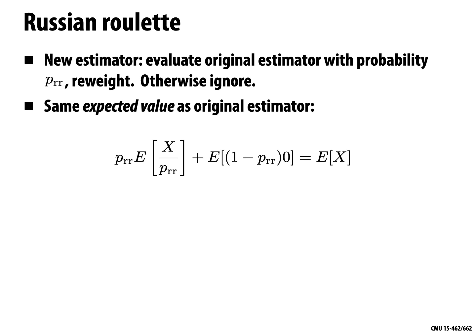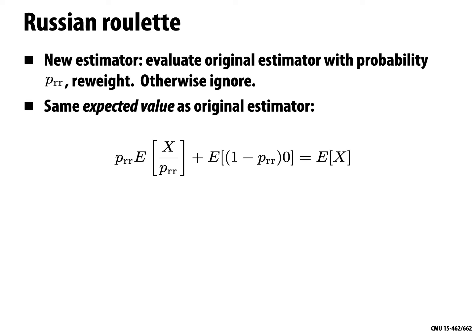Okay? In particular, our new Russian roulette estimator is going to evaluate the original estimator with some probability p sub Russian roulette, and then reweight the samples according to this probability. If we don't evaluate it, then we just ignore this sample. We ignore this path, right?